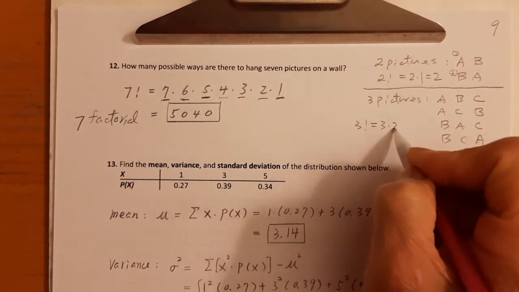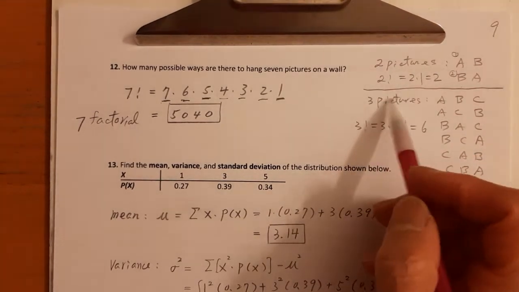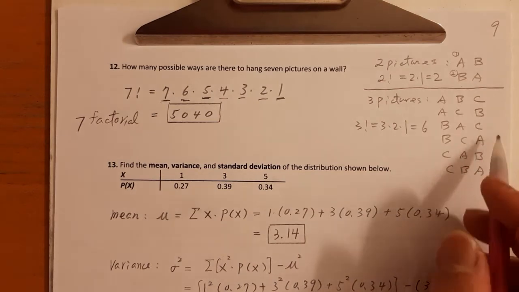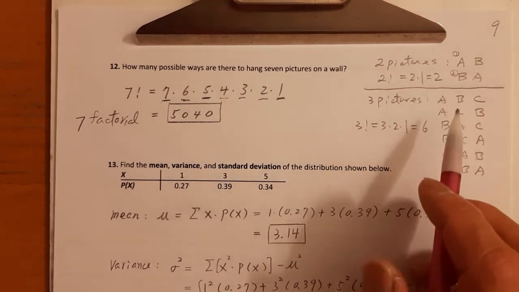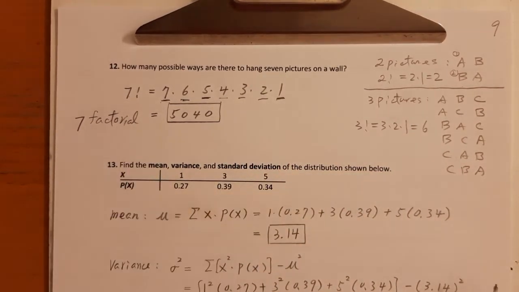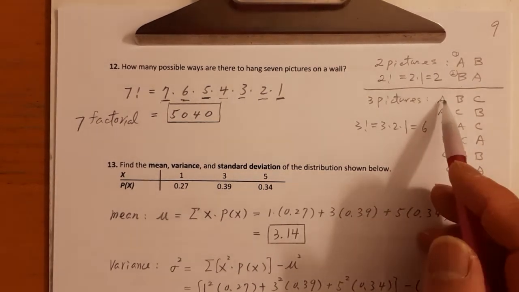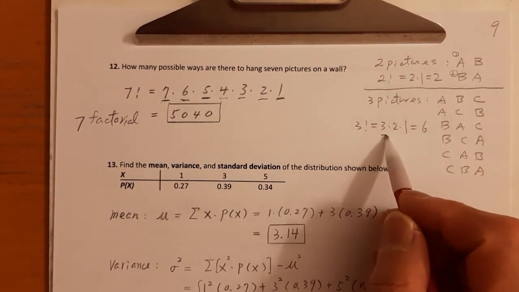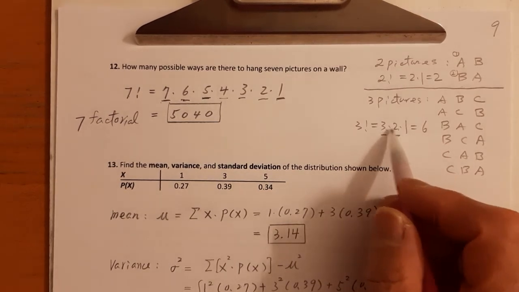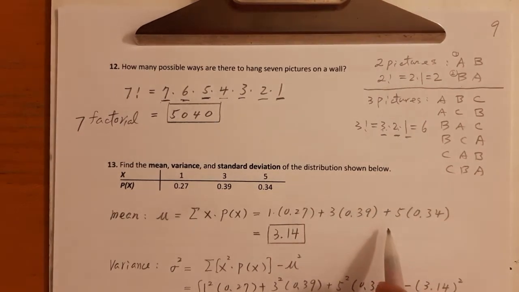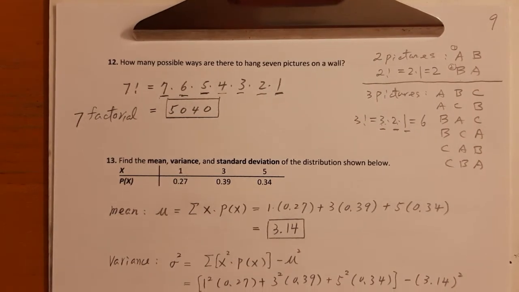3 factorial is 3 times 2 times 1. If you have 4 pictures to hang on the wall, then you have 4 factorial. 5 pictures, 5 factorial. Now here it is 7 pictures, 7 factorial. Like this one: for the first position, you have 3 pictures, so 3 choices. Once you choose one, 2 choices remain for the second position. Once the 2 are chosen, the last position only has 1 choice. So 3 times 2 times 1 equals 6.